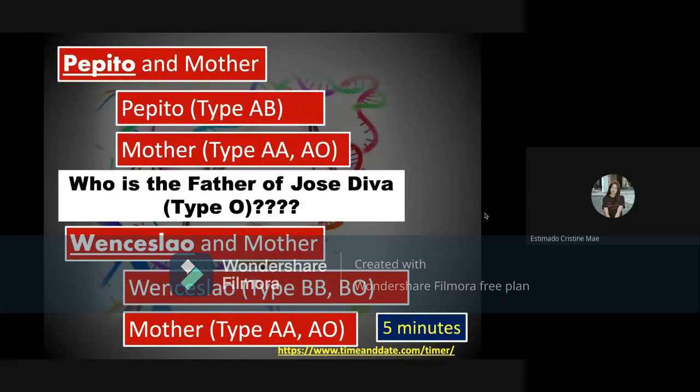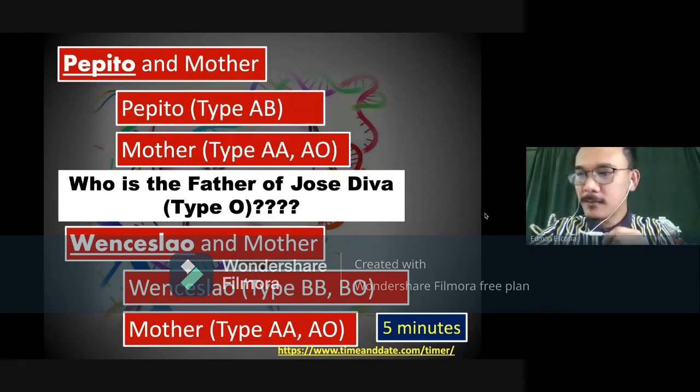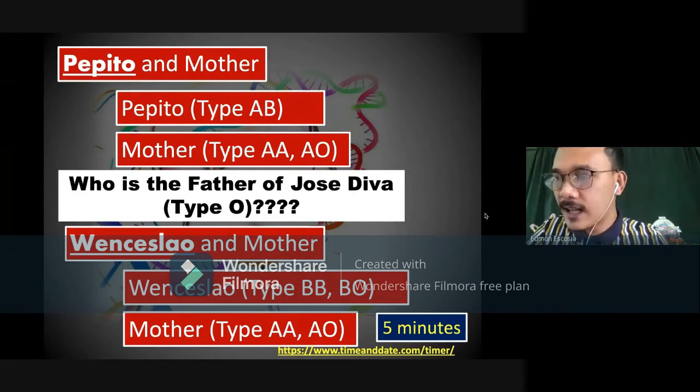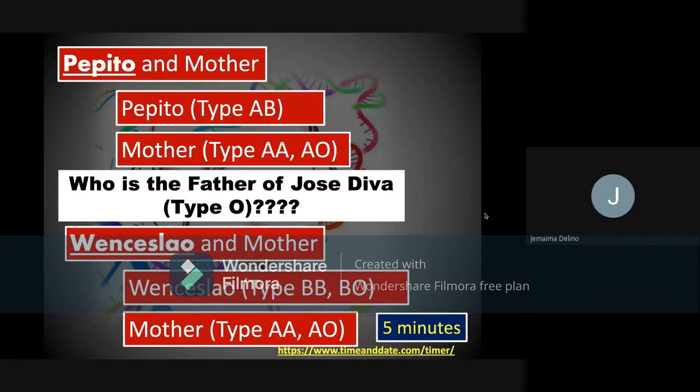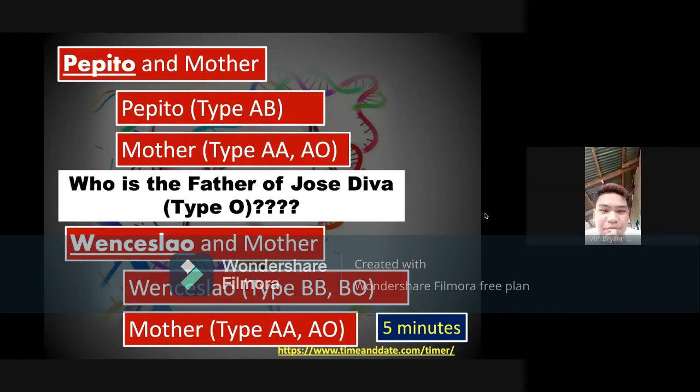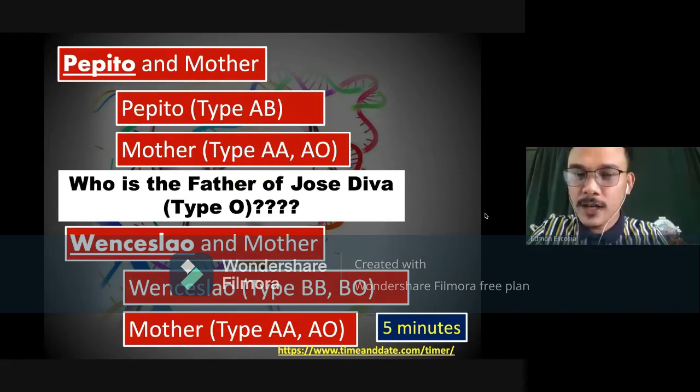Yes, sir. Okay, sir. So let me ask somebody, who do you think is the real father of Jose Diva? Let's have Jemima. I think Wenceslao, sir. Wenceslao. Okay, I'll reveal later on. Thank you, Jemima. What about Von? Von, who is the real father of the child? Pipito, sir.